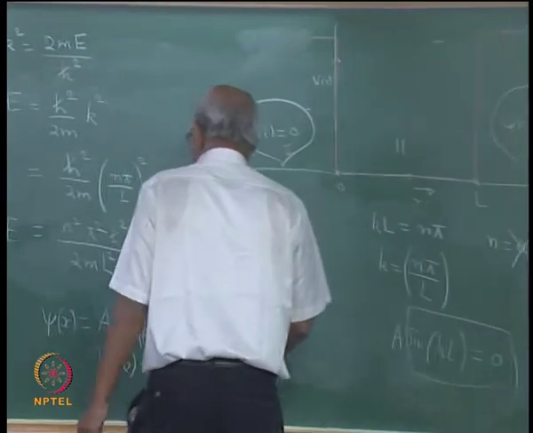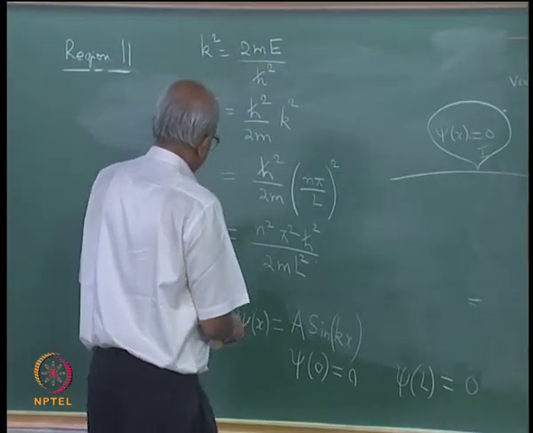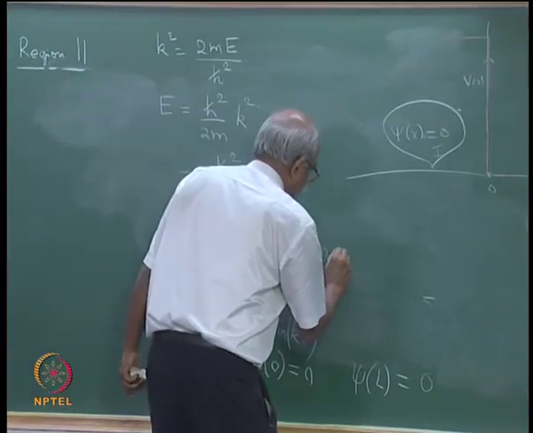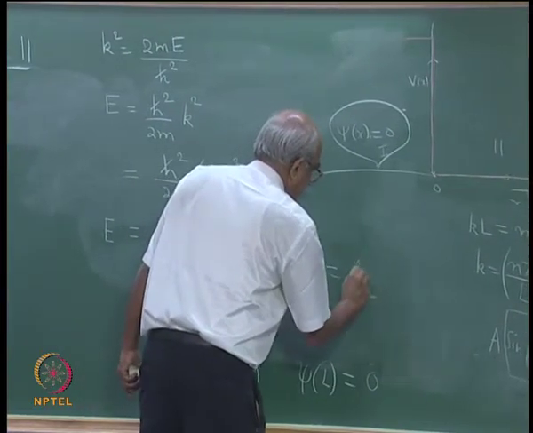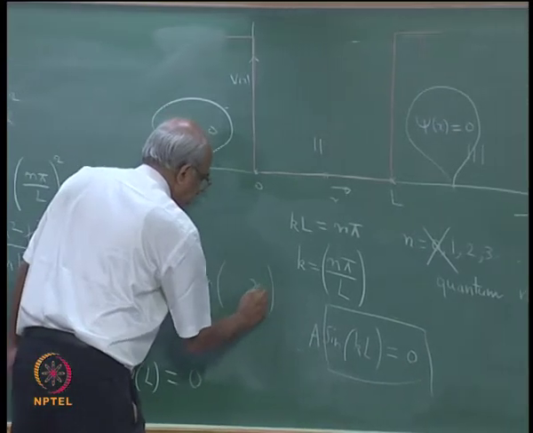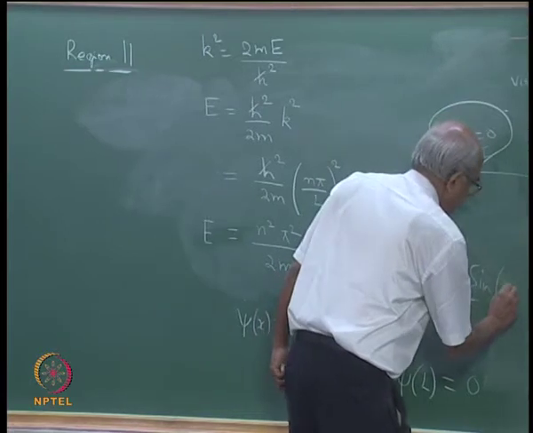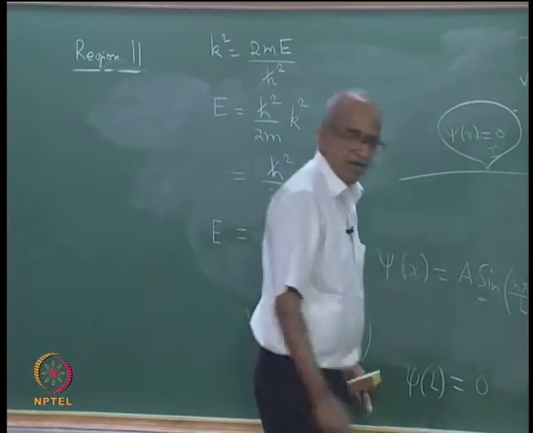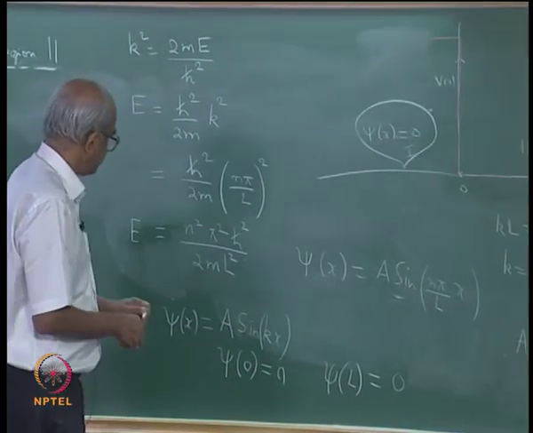And further, what is the value of E, and what is the function itself, psi of x? It is of the form A sin kx, but we have found that k must be equal to n pi by L. So, therefore, it is of the form A sin n pi x by L. Okay. That is how the wave function is.